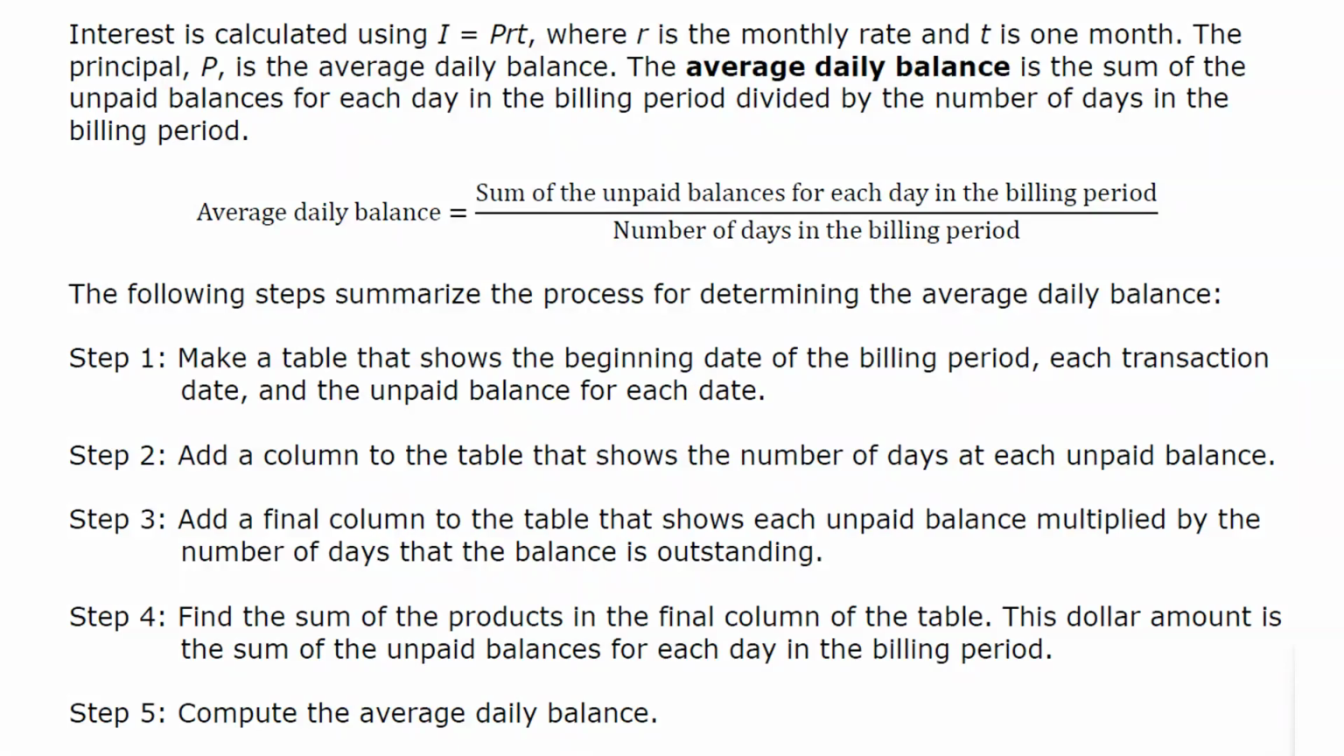Step 4, we'll find the sum of the products in the final column of the table. This dollar amount is the sum of the unpaid balances for each day in the billing period. And then step 5, we'll compute the average daily balance. So let's do an example together.